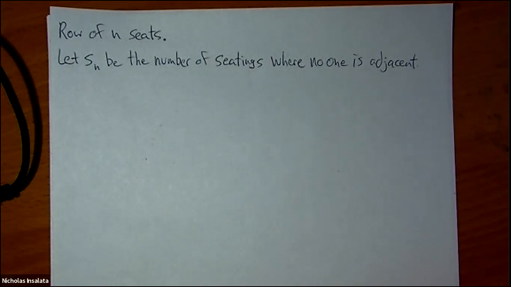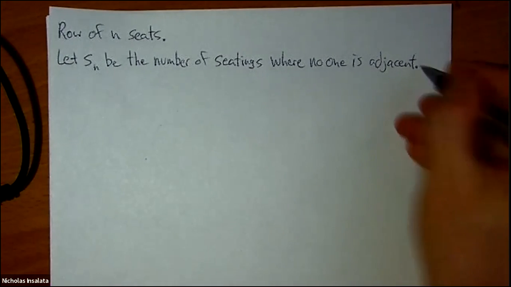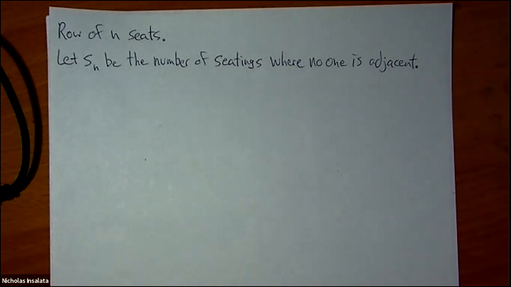Right? So you're going to take your SAT and you go to the testing center, right? And they space everybody out so you can't cheat, right? So you have this row of n seats, but no one's allowed to sit next to each other for cheating. Everyone's all spaced out, at least one chair in between everybody. So let's see if we can count up a few of these.